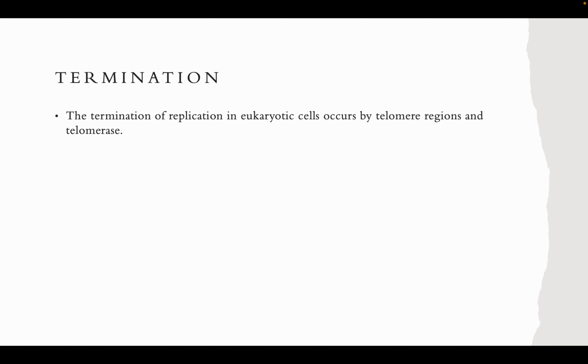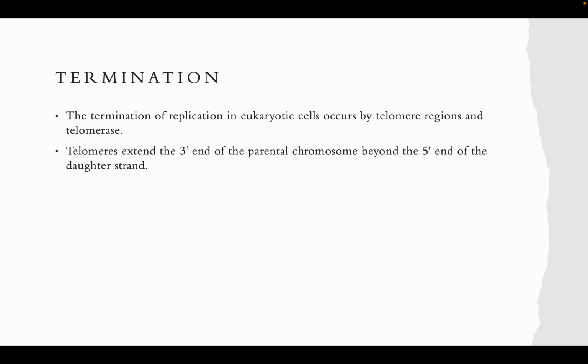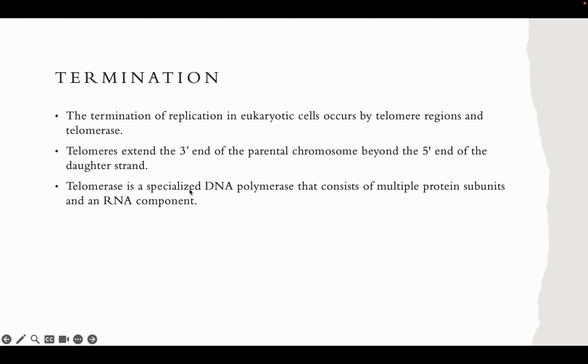The termination occurs by the telomere regions and telomerases. So what are telomeres and what is telomerase? Telomeres extend the 3 end of the parental chromosome. As the replication moves from 5 to 3, there will be some point when the leading strand stops, like we don't have anything, right? But the replication continues and we need to stop that. It extends the 3 end of the parental chromosome beyond the 5 strand, right?